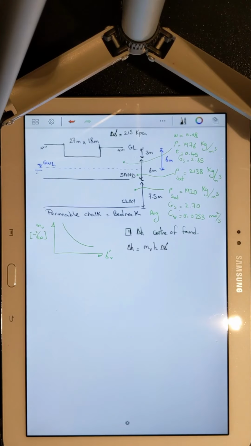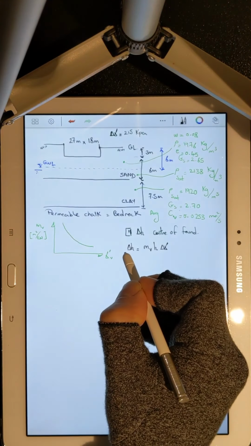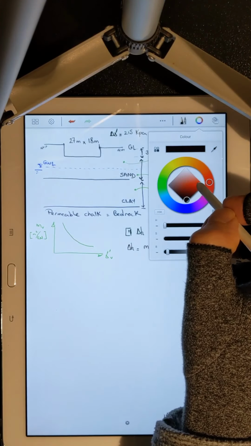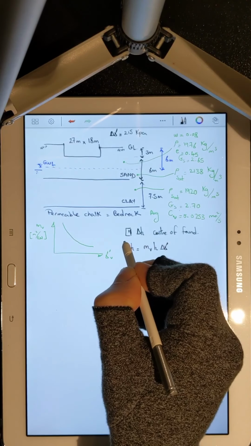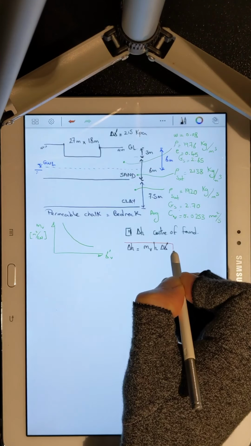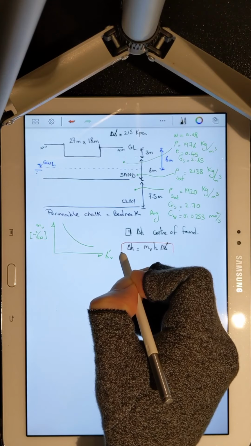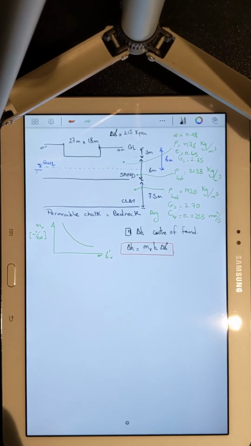And that is the change in total stress, and at a very, very long time, the change in effective stress, which is what we are interested in. Now, it's a very simple equation, I agree with you, but the problem here is that we do not have one single value of m sub v. M sub v really varies with sigma dash.